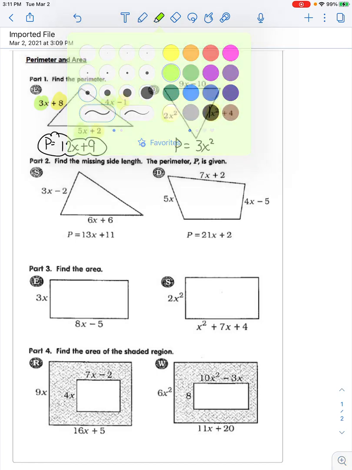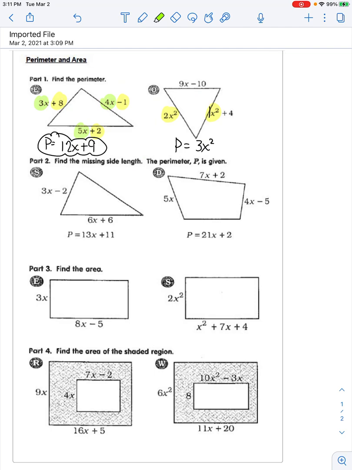Next I'm going to find all of my x's. I'm just putting it in the proper order. And I only see 9x, so I'm just going to bring that down, plus 9x. And lastly, I'm going to combine my constants. I have negative 10 plus 4, which gives me negative 6. So the perimeter of this figure is 3x squared plus 9x minus 6.